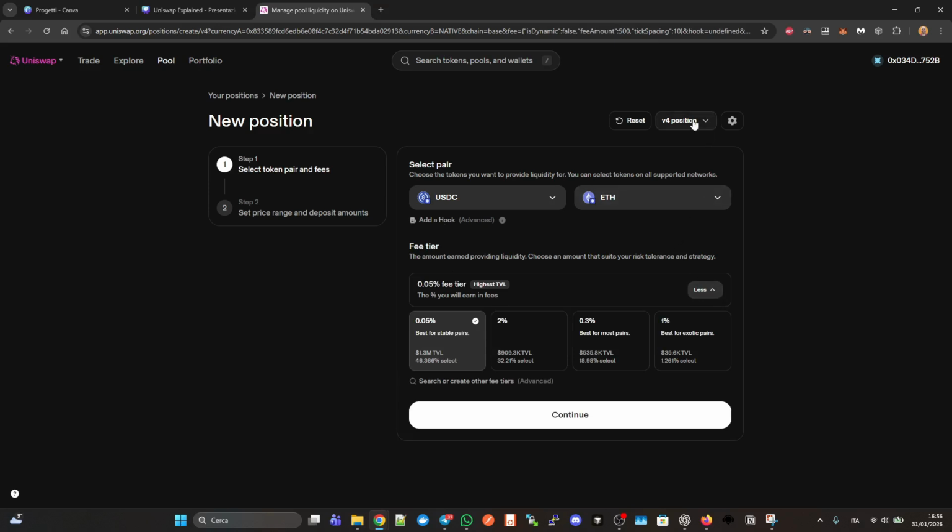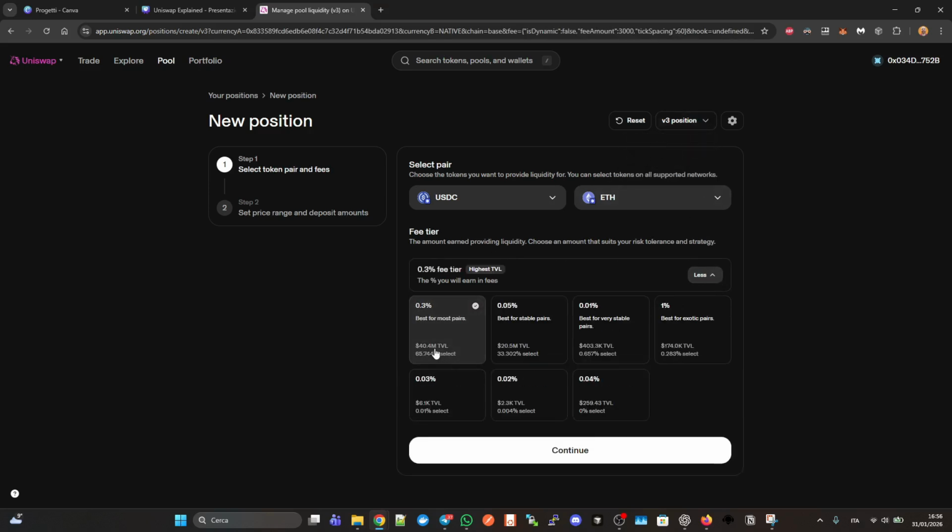Okay, as you can see, this is V4. Let's hit V3. As you can see, the fee tiers are similar, but of course here they change, because this is the TVL that is locked in this fee tier, and this is the percentage of liquidity providers that have chosen this fee tier for this pair here, USDC. So you can see that the most used in V3 is the 0.3% fee. This is the second one, the third one, and so on and so forth.